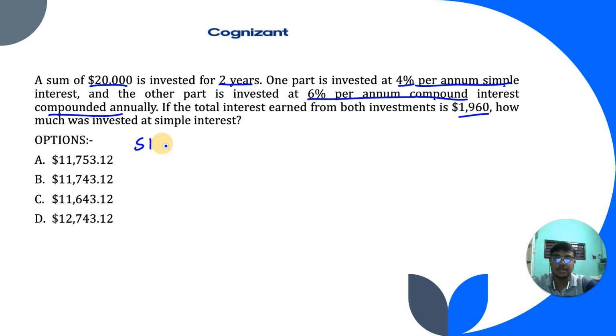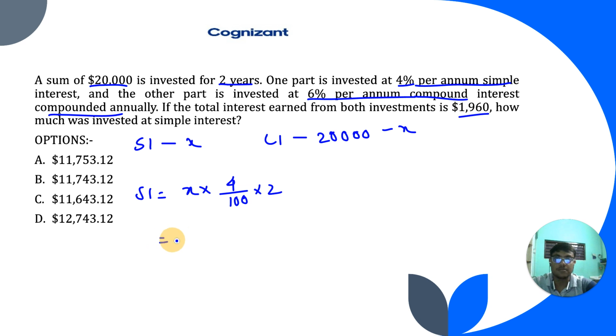Okay, so the amount invested in simple interest, let it be x. So the amount invested in compound interest would be 20,000 minus x. Now we can calculate the simple interest as the principal amount into interest per annum into number of terms, that is 2. So that would be equal to 0.08x.